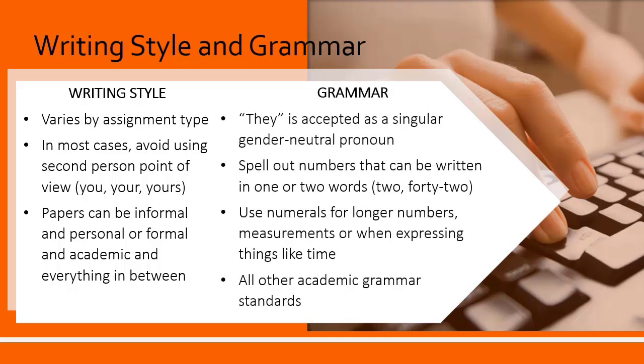Regarding grammar, there's lots of standard academic grammar to follow in an MLA style paper, but here are a few things to note. First, the word they is accepted as a singular gender-neutral pronoun. With numbers, you should spell out numbers that can be written in 1 or 2 words, such as 2 or 42, for example. Use numerals for longer numbers or measurements or when expressing things like time. Also, observe all other academic grammar standards.